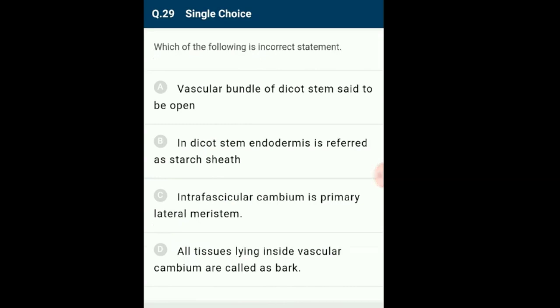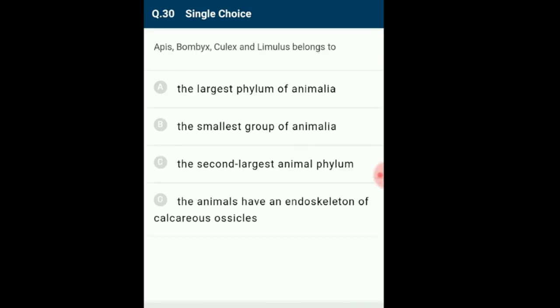Question number 29. Which of the following is an incorrect statement? Vascular bundles in dicot stem are called open as they consist of cambium which causes secondary growth. In dicot stem, endodermis is deposited with starch sheath. Intrafascicular cambium is present inside the vascular bundle between xylem and phloem, thus is primary in origin. All tissues which lie outside the vascular cambium are called bark. So the answer is option D. All tissues lying inside the vascular cambium are called bark. That is the incorrect statement.